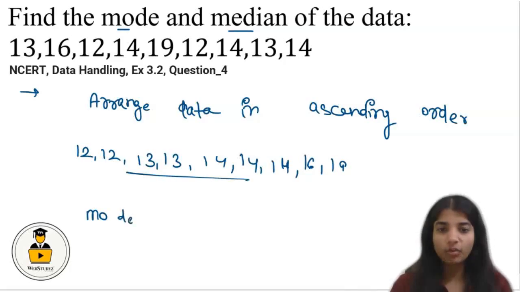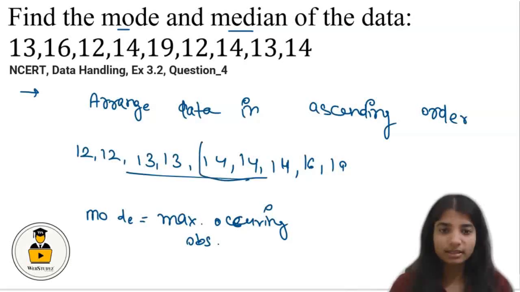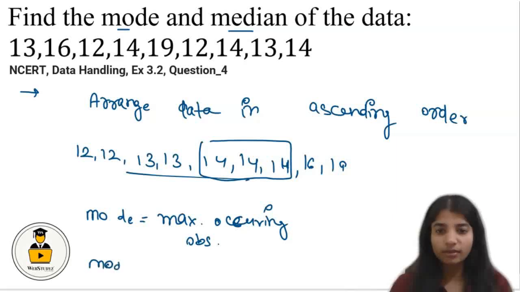We know that the mode is equal to the maximum occurring observation. So from here we can say that 14 occurs the maximum number of times here. So the mode of the data is equal to 14.